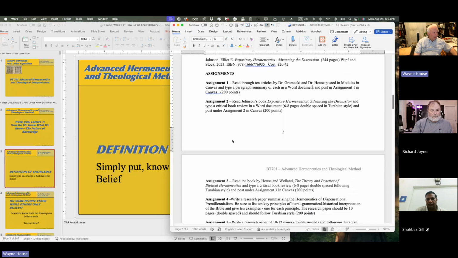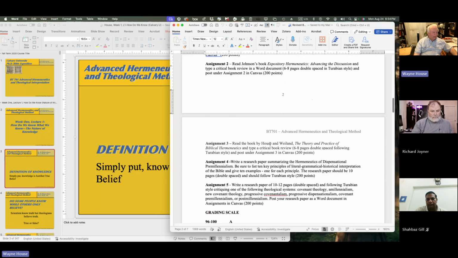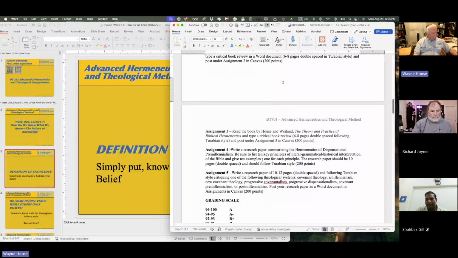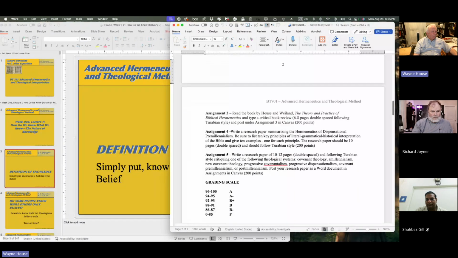Now, assignment 3, read the book by me and Whelan. That's one I mentioned here. Now, that's a big book, I know. So you can read it as you're able to get through it, and hopefully you'll be able to do that. Assignment 4, write a research paper summarizing the hermeneutics of dispensational premillennialism.